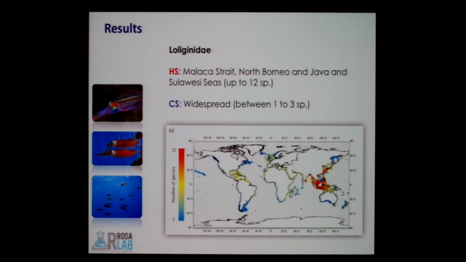In terms of latitudinal distribution, the hotspots are the Malacca Strait, North Borneo, and the Java and Sulawesi seas, which have around 12 species. And of course, it's definitely widespread, but in the other regions, it usually varies between 1 and 3 species.